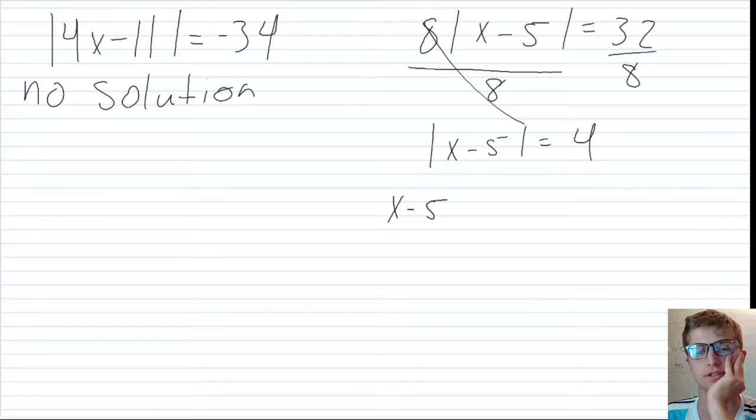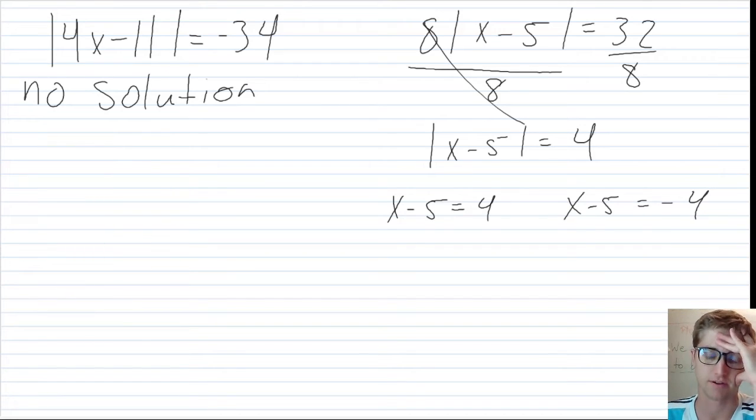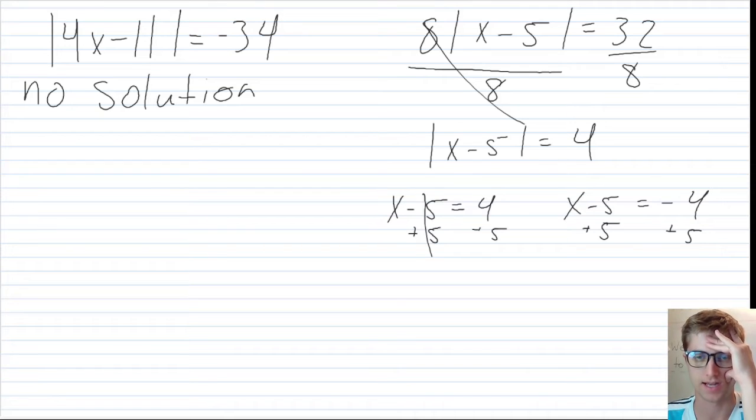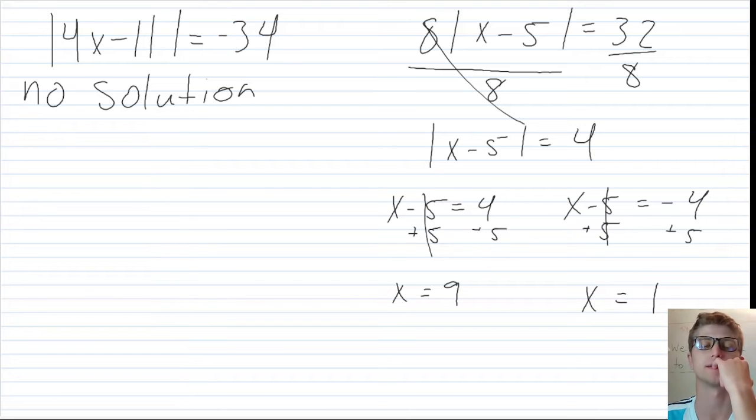x minus 5 equals 4. x minus 5 equals -4. What's happening to x is it's being subtracted by 5. We undo subtraction by 5 with addition by 5. What we do to one side, we'll do to the other. We get x equals 9 in this case. We get x equals 1 in the other case.